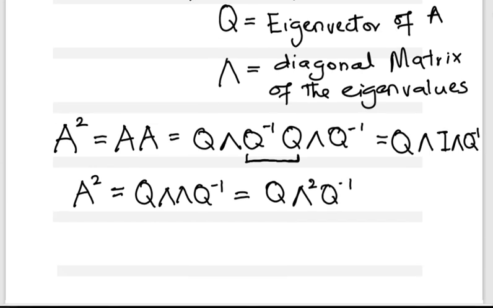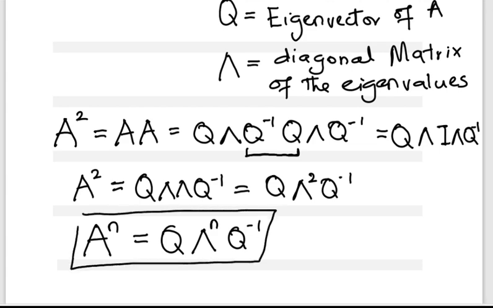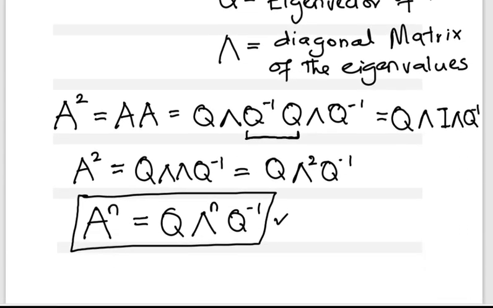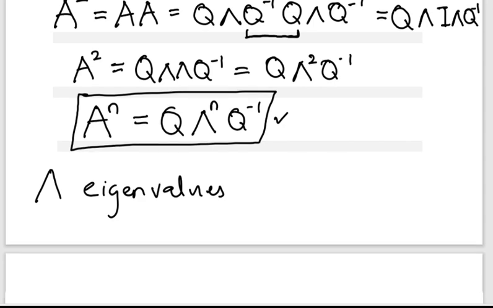If you want to solve this inductively for any n, you arrive at A to the n equals Q lambda to the n Q inverse. If you can't do this, just let me know in the comment section and I'm going to show how to solve this inductively. So we're going to use this to solve this problem. I will advise you, the first thing you should solve for is your lambda, the eigenvalues. Find your eigenvalues and put them in a diagonal matrix. That might save you a whole lot of time. So let's go for it.